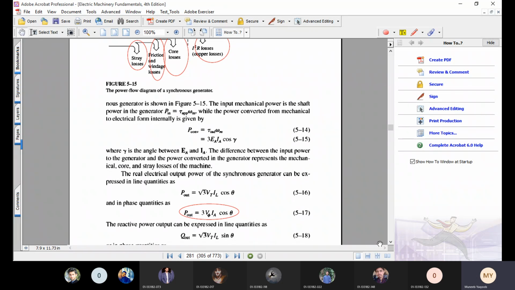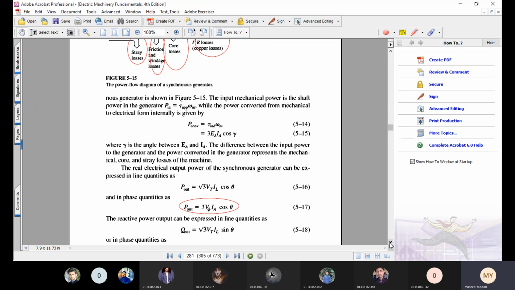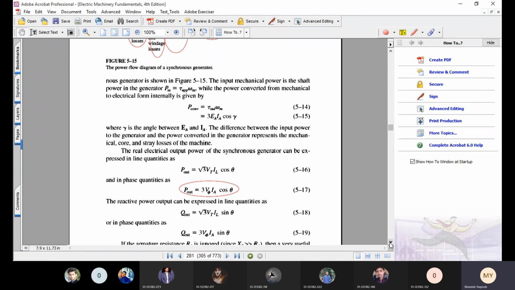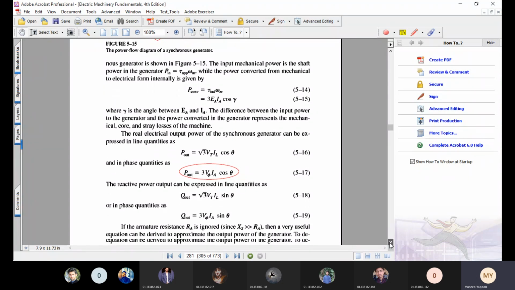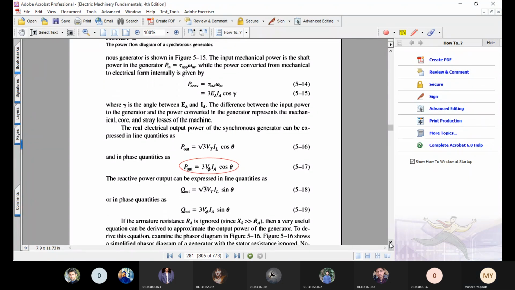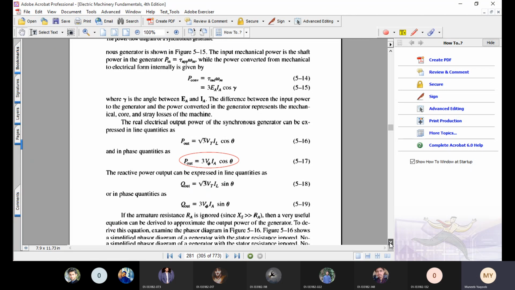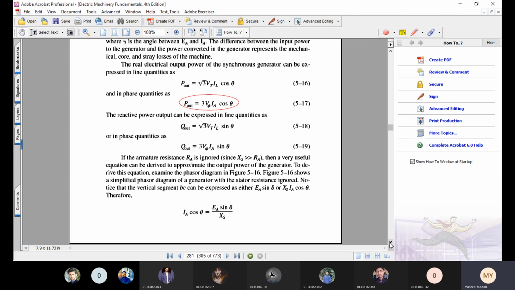And obviously we all know that the reactive power is the magnitude times sine theta of the apparent power. So it will be root 3 Vt IL sine theta. And if we want to compute the apparent power, it would be root 3 Vt IL, or it would be 3 Vphi Iphi. So that was all about the power flow diagram.